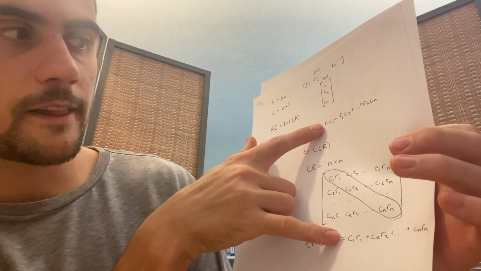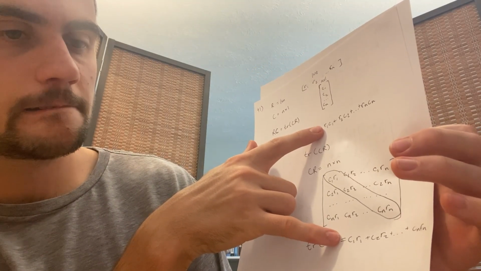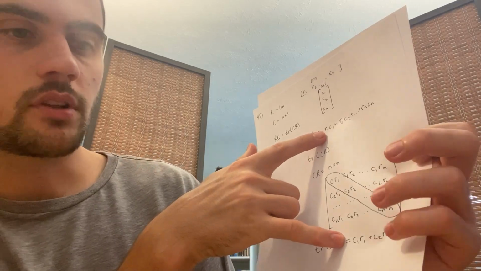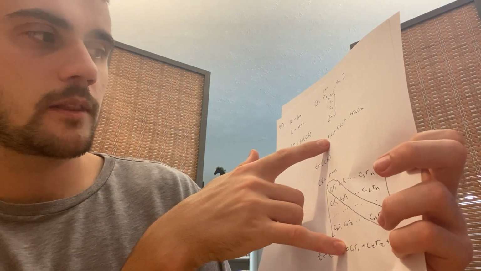The only difference being the commutative law of multiplication. So I think I can just say RC equals the trace of CR. All right, and then I can say R1C1 plus R2C2 plus dot dot dot plus RNCN equals C1R1 plus C2R2 plus dot dot dot plus CNRN.